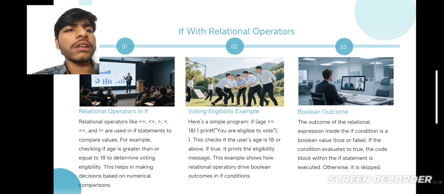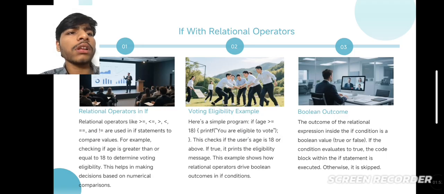Voting eligibility example. Here is a simple program. If age is greater than or equal to 18, printf you are eligible to vote. This checks if the user's age is 18 or above. If true, it prints the eligibility message. This example shows how relational operators drive Boolean outcomes in if conditions.